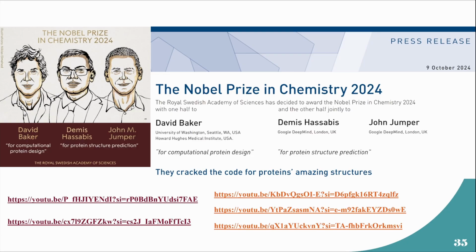So one half was awarded to Professor David Baker from University of Washington for computational protein design, and the other half of the Nobel Prize was jointly awarded to two researchers from DeepMind, right? One is Demis Hassabis, of course, the CEO of DeepMind, and one is John Jumper, who led the AlphaFold project, basically. So they were jointly awarded the other half of the Nobel Prize in Chemistry in 2024 for protein structure prediction, and basically for the development of AlphaFold, AlphaFold 2, and so on, right?